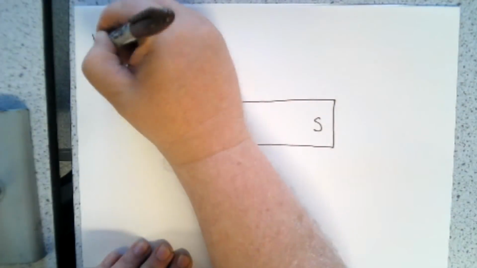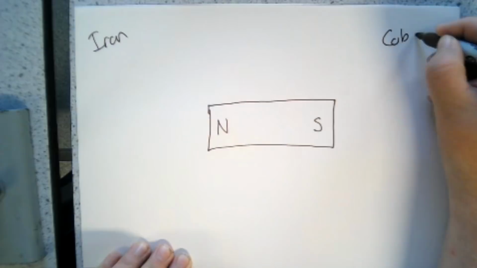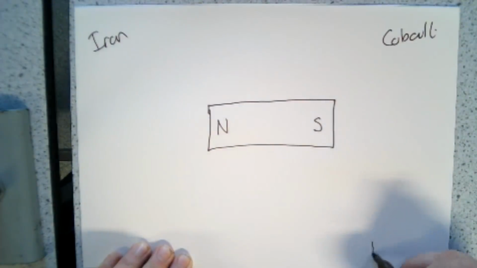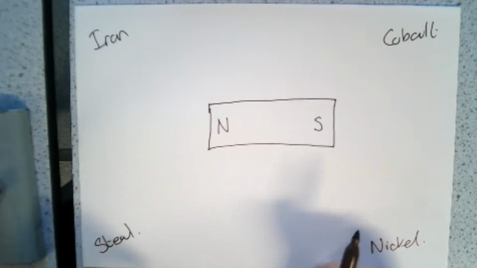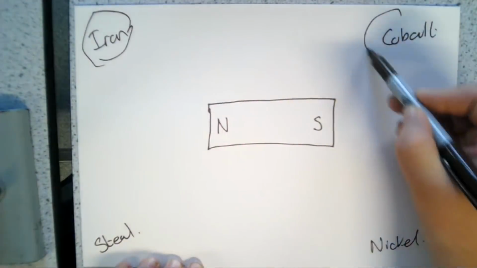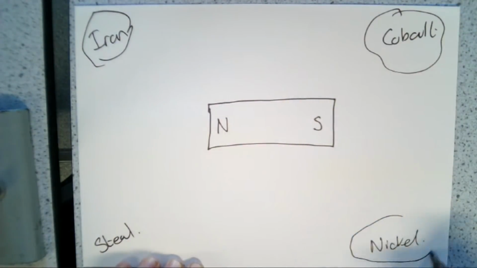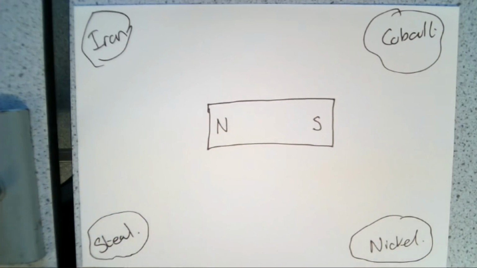We have iron, we have cobalt, we have nickel, and we have steel. Everything else is not magnetic. So these are our magnetic materials. If you've got a magnet or something that sticks to a magnet, they have to contain a lot of these materials. And every magnet has a north and a south pole.